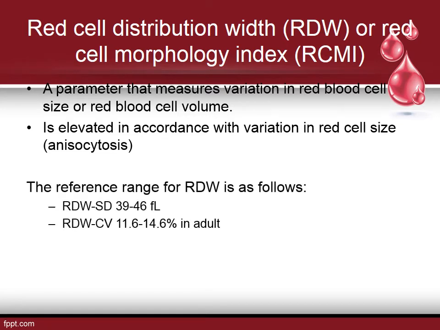So the reference range of RDW is as follows. RDW-SD, or RDW standard deviation, is 39 to 46 femtoliter, while RDW-CV, or RDW coefficient of variation, is 11.6 to 14.6% in adults.